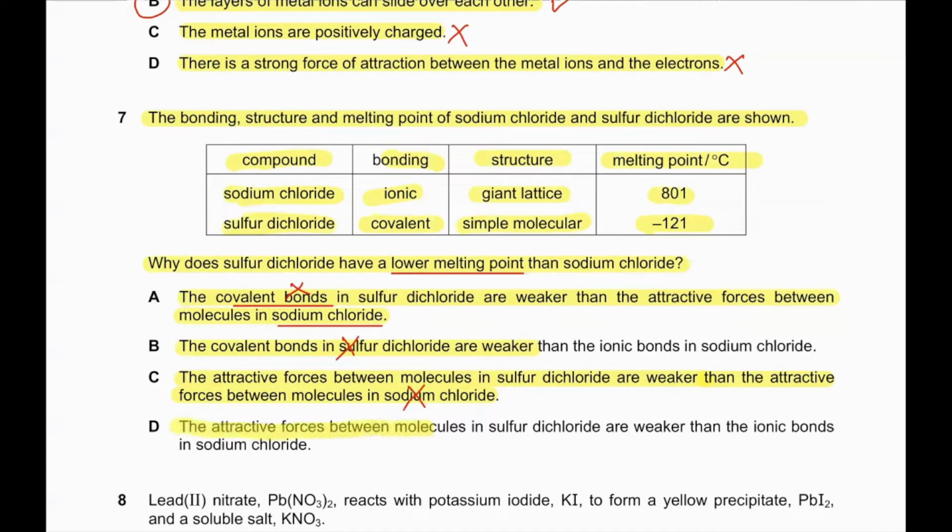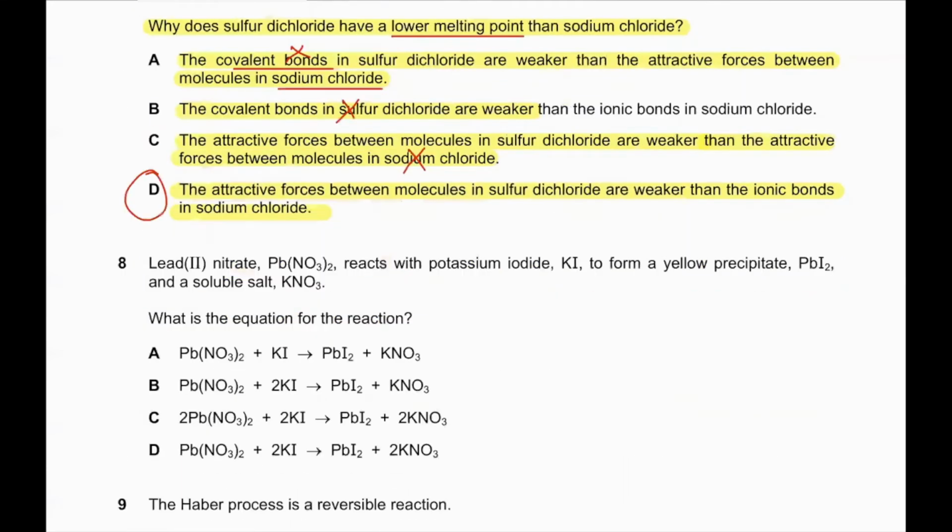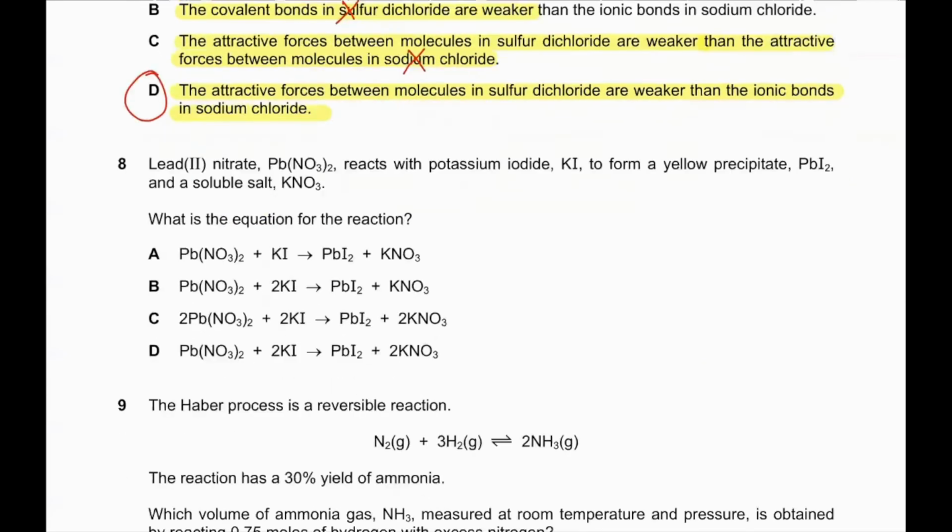The attractive forces between molecules in sulfur dichloride are weaker than the ionic bonds in sodium chloride. This is a correct statement. Sodium chloride has ionic bonds and sulfur dichloride are molecules that attract each other. So molecular attraction is less, that's why the melting point is lower.